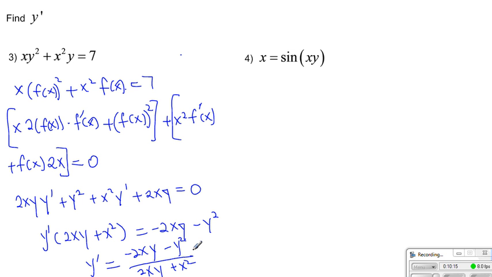Now we'd like to go for number 4, x equals sine of xy. Once again, in this case, we could assume that y is equal to f of x, but we're just going to keep it like that.